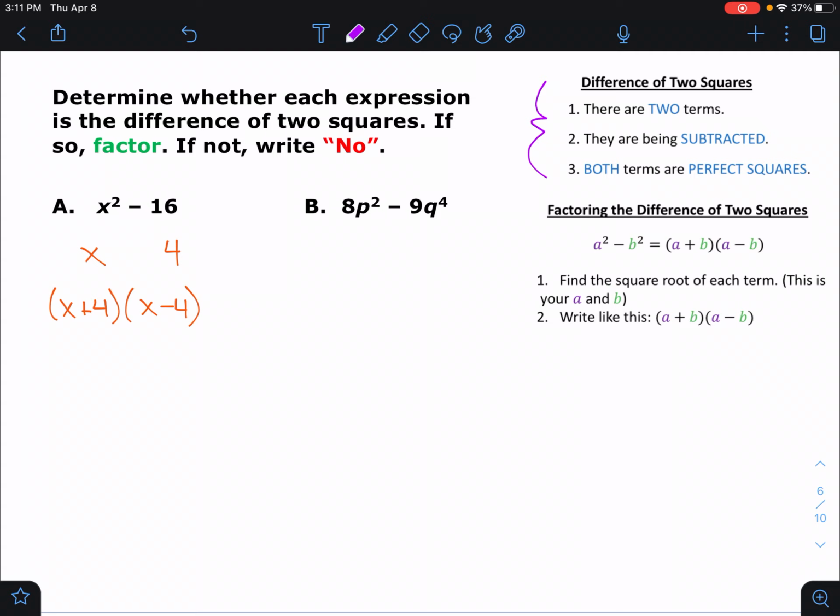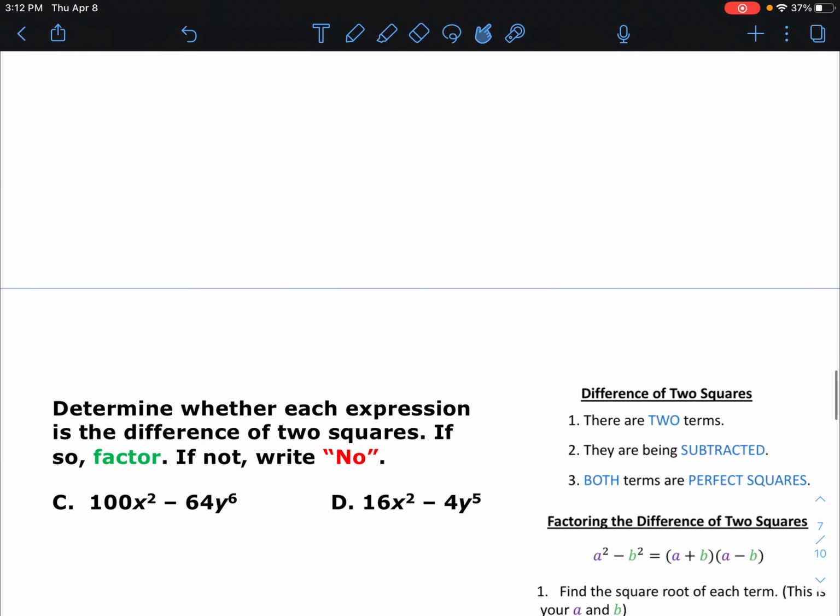So, are there two terms? Yup. Are they being subtracted? Yup. All right, are they both perfect squares? Well, let's see. Is 8 a perfect square? No, it's not. P squared is good. The 9 is good, q to the 4th is good, but the 8 is not. So if any part of these is not, you're going to put no. You're done. It's not a perfect square. So this is no. I can't factor that. So you're going to have to be careful. They're going to try to trick you a number of times, so be ready for that.